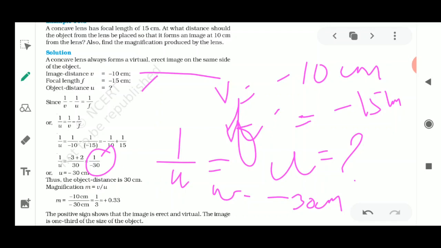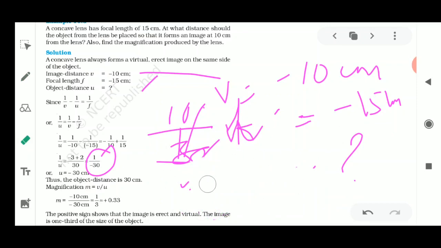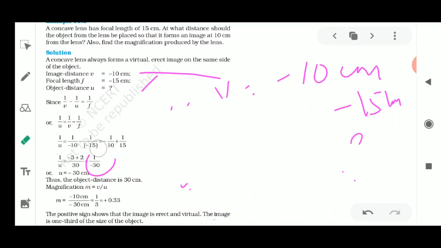Magnification is the ratio of the image distance with respect to the object distance. So it is v upon u. What was v? It was 10 centimeters, and u is 30 centimeters. So we get 1 by 3, or plus 0.33. As it is a ratio, it does not have any unit, so the magnification becomes 0.33.